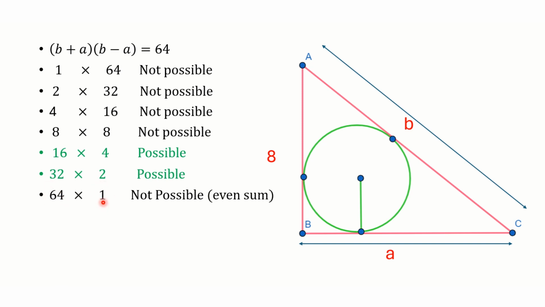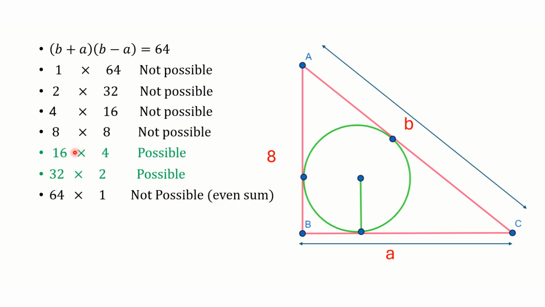But now you see the sum of these two things. The first thing, that is b plus a, and the second thing is b minus a. So the sum of these two will be 2b because a will cancel out. So the sum of these two numbers is 2b, which is an even number. So the sum of these two numbers should be an even number. But 64 plus 1, that is 65, which is not an even number. So this is not possible.